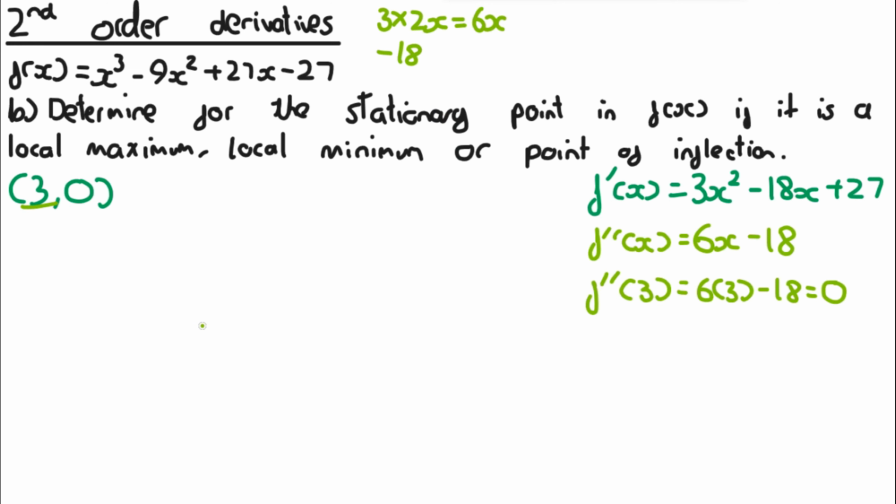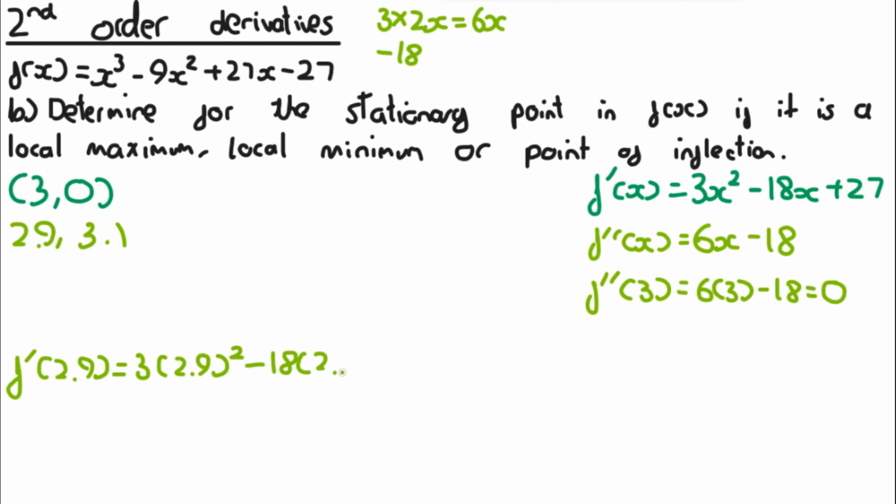So I'm going to use 2.9 and 3.1, and we plug these into f'(x), not f''(x). We need the gradient, so just f'(x), and see if these give out positive or negative numbers. So f'(2.9) is equal to 3 times 2.9 squared minus 18 times 2.9 plus 27, which is equal to 0.03, which is a positive number.